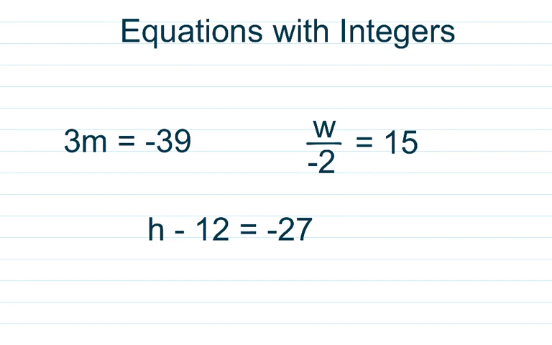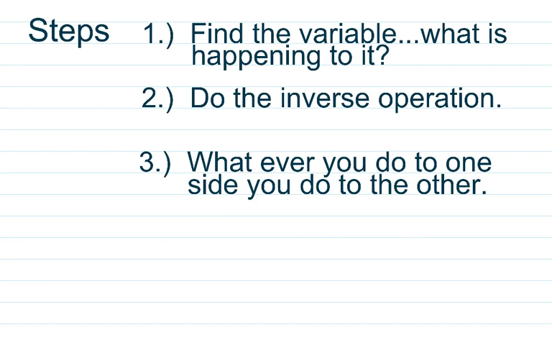If mental math doesn't work for you, here are some basic steps that you can follow to guarantee the answer. Step 1. Locate the variable. Find where it is and ask yourself what operation is happening to it right now. Once you answer that question, be prepared to do the inverse operation, the opposite. For instance, if you see addition, you need to use subtraction to undo it. If you see division, you need to use multiplication to undo it. But just remember, whatever you do to one side, you must do to the other side of the equation, both sides of the equal sign.